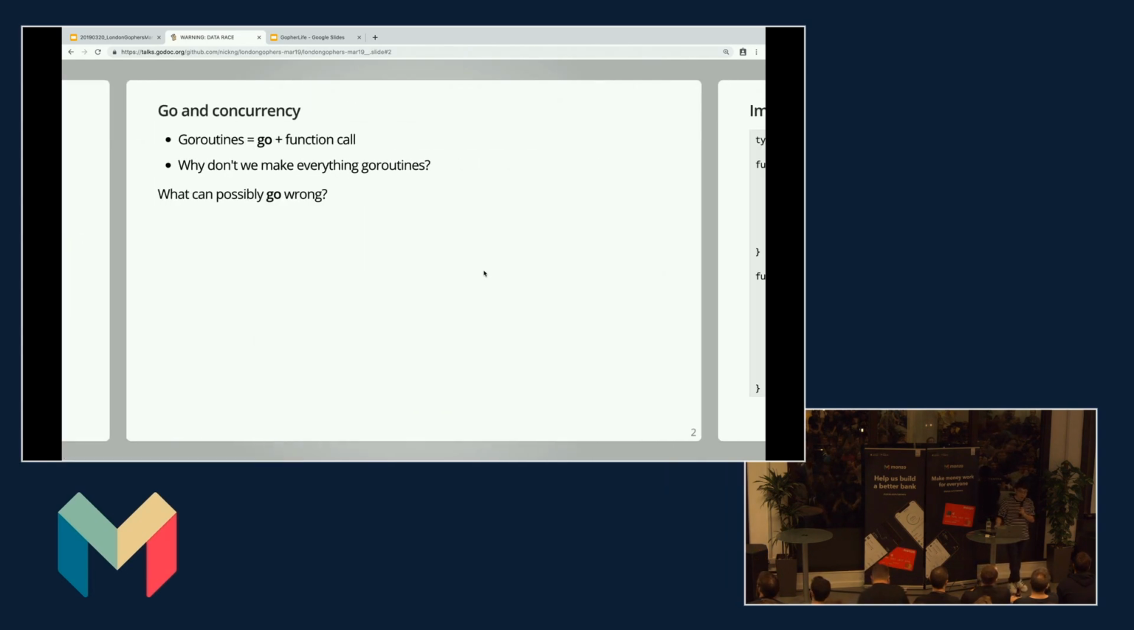So Go is a new language that has a lot of promise in concurrency. So Go routines, which are lightweight threads, are very easy to spawn. You just need to put the Go keyword in front of a function call, and there you have Go routines. So why don't we just make everything Go routines? Because Go routines are so awesome. What can possibly go wrong?